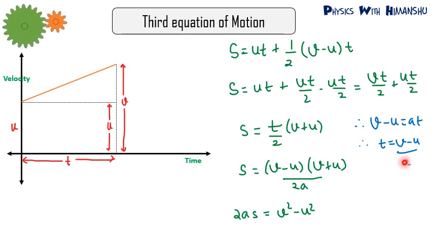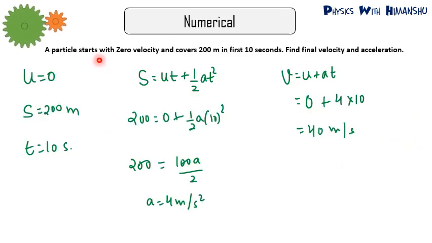For example, a question like this. Suppose a particle starts with zero velocity, so u will be 0, and covers 200 meters, so displacement is 200, in the first 10 seconds, so time is 10. Find final velocity and acceleration. If we use s is equal to ut plus half at square, then putting all the values, we will get a, and using a in the equation v equal to u plus at, we'll get v. This is how you solve these basic questions of kinematics. Now remember, these are the basics of kinematics.